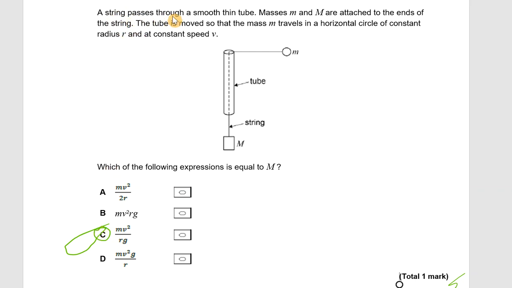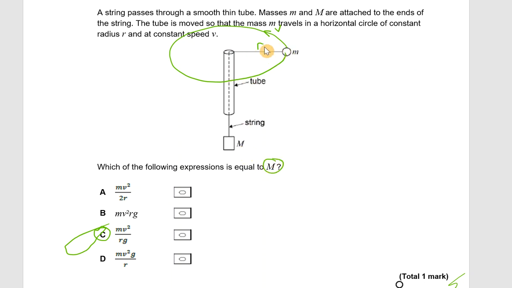Okay, a string passes through a smooth, thin tube. Masses little m and big M are attached to the ends of the string. The tube is moved so that the mass m travels in a horizontal circle. Let's try and draw a horizontal circle. There we go. At a constant radius r and a constant speed v. Which of the following expressions is equal to big M?